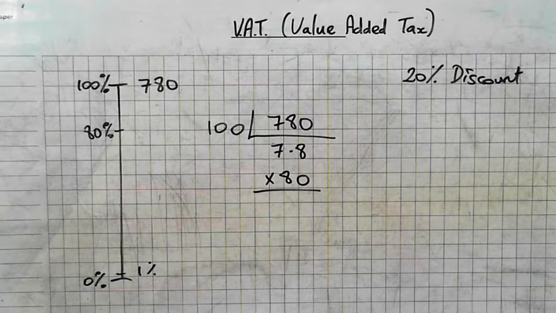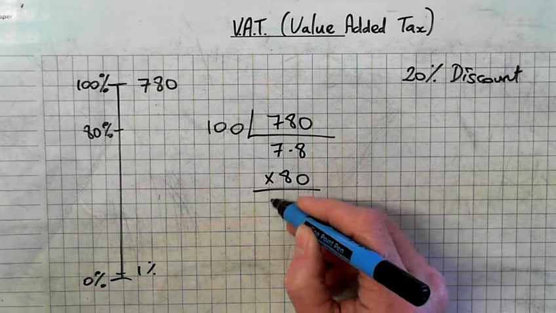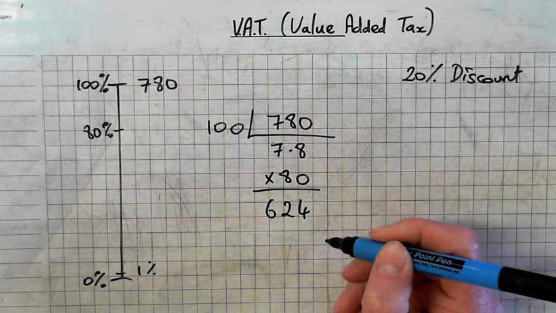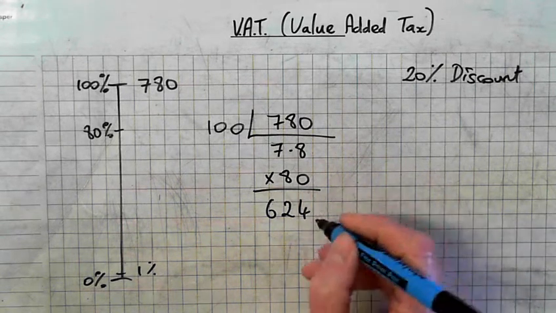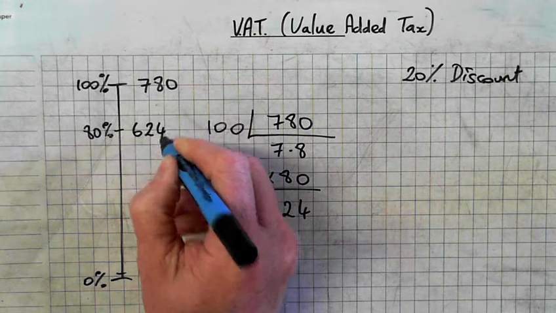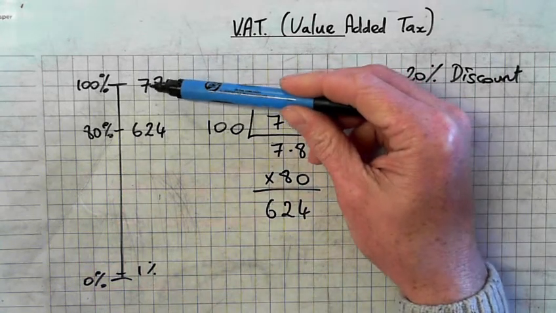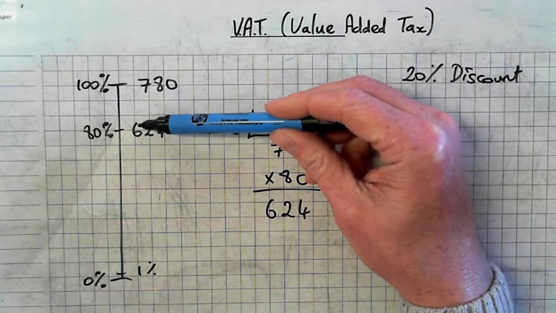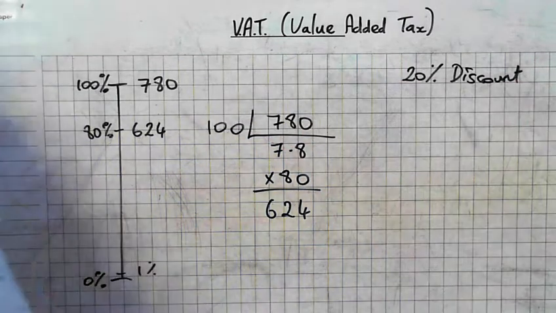I'll just use my calculator. So 7.8. $624. Alright, so if I reduce the price by 20%, I get $624. That's one way of doing it.